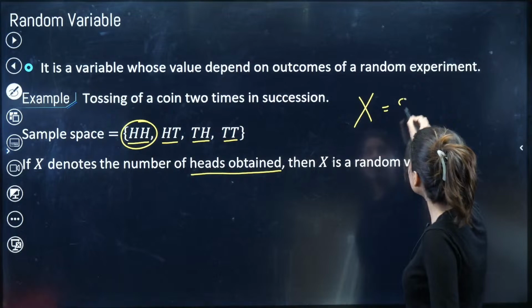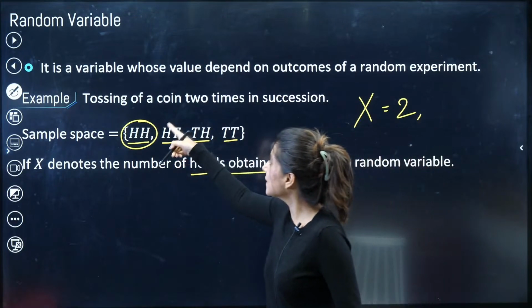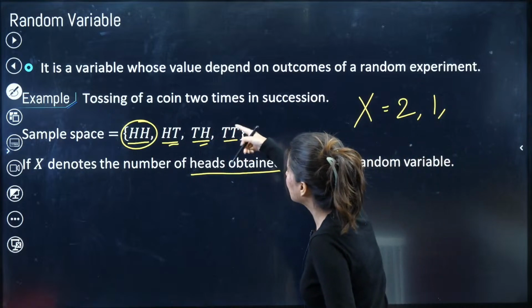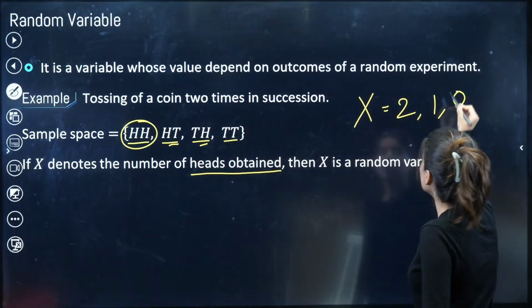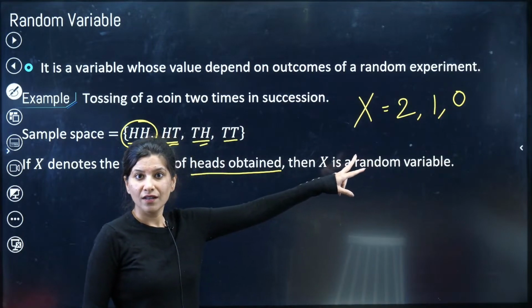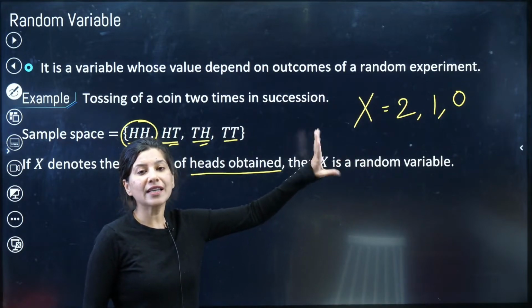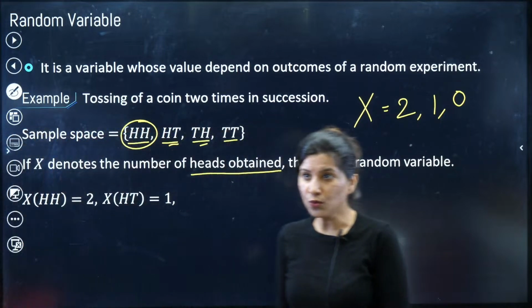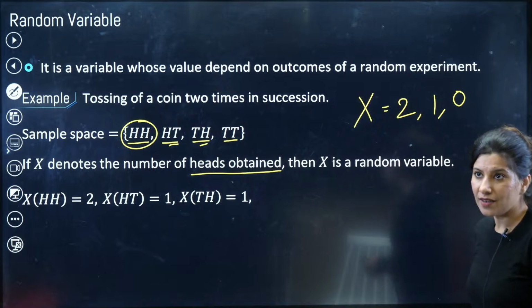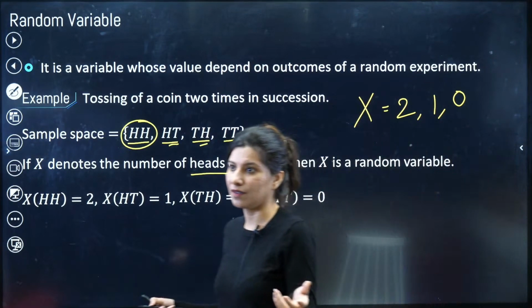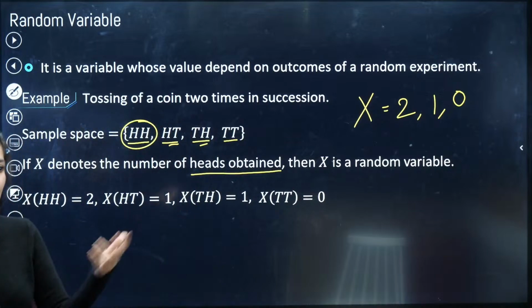Can you see X is taking value 2? Here X is 1, here also X is 1, and here, because there is no head, X is 0. So the random variable can only take these 3 values. Except these 3, the random variable cannot take any other value. So the random variable can be 2, it can be 1, it can be 0. This is your random variable.